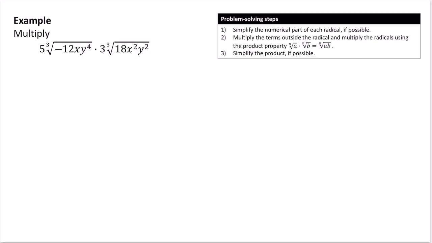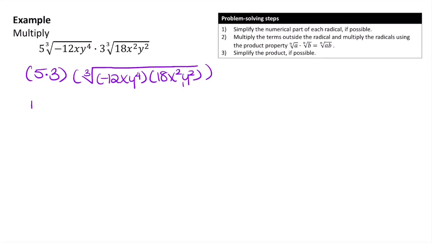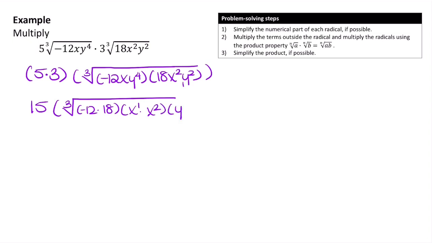So when I multiply, remember I put the coefficients together. So I have 5 times 3, and then I have the cube root of negative 12xy to the fourth times 18x squared y squared. So 5 times 3 gives me 15. And then I have the cube root of negative 12 times 18. And then I have x, which is basically x to the 1 times x squared. And then I have y to the 4th times y squared.